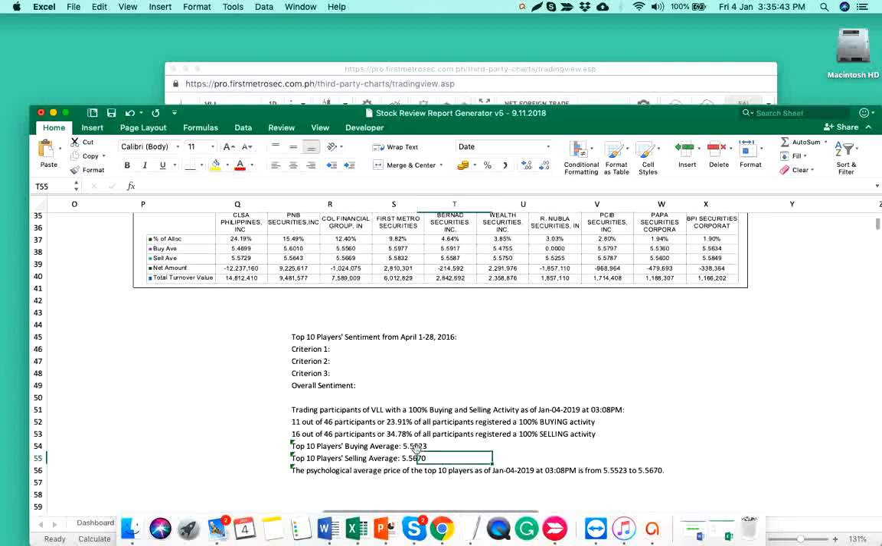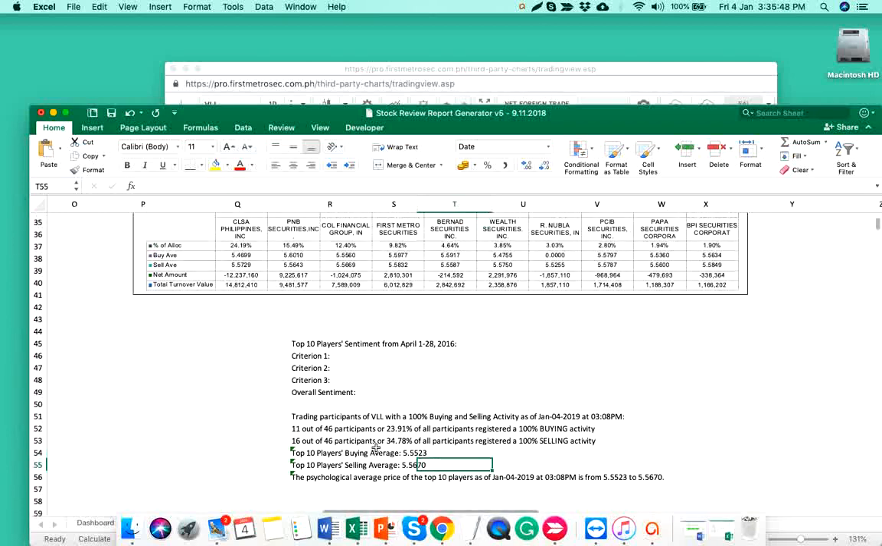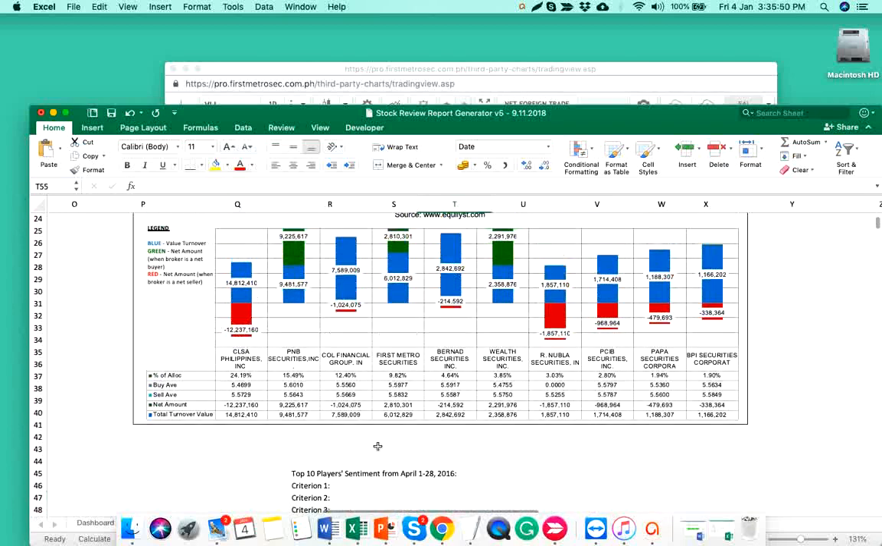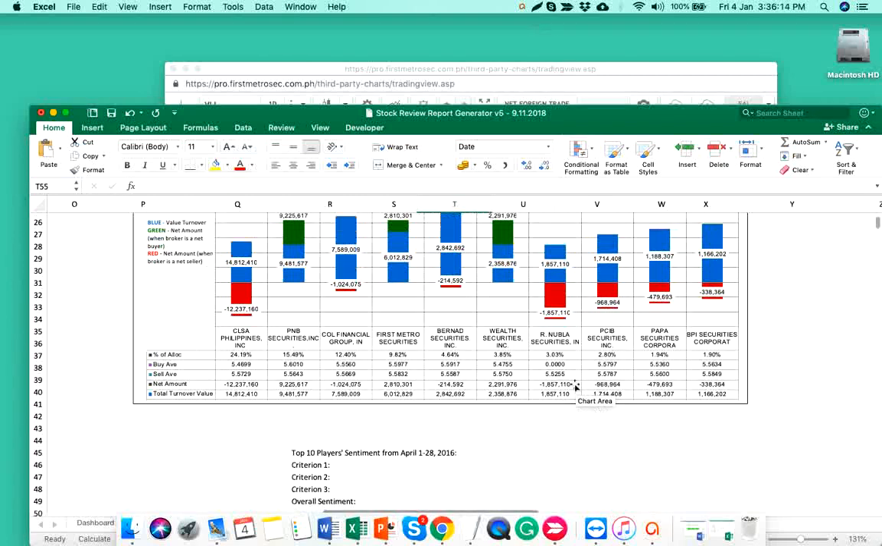How do I interpret these statistics then? Am I bullish? Am I bearish based on what I see on the top 10 players chart? Well, despite the dominant number of brokers who registered 100% selling activity on VLL, and despite the dominant number of brokers who registered a red bar on this chart, I would say that VLL is still in a bullish position.